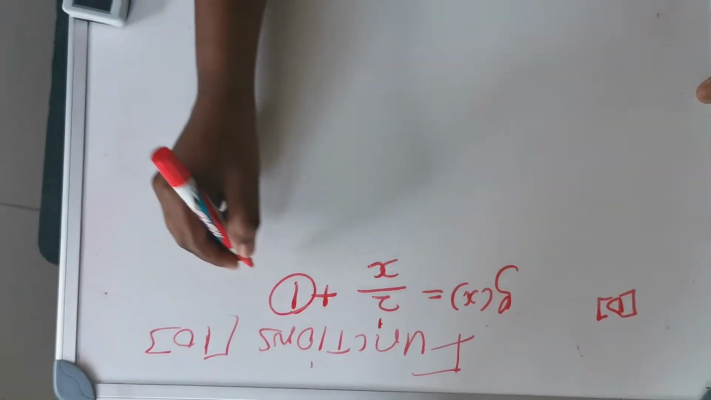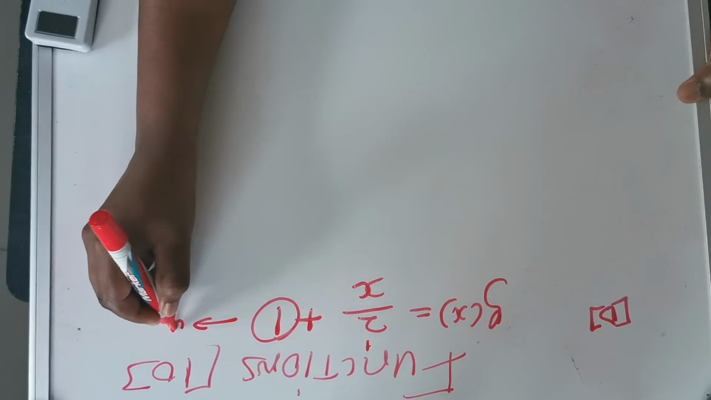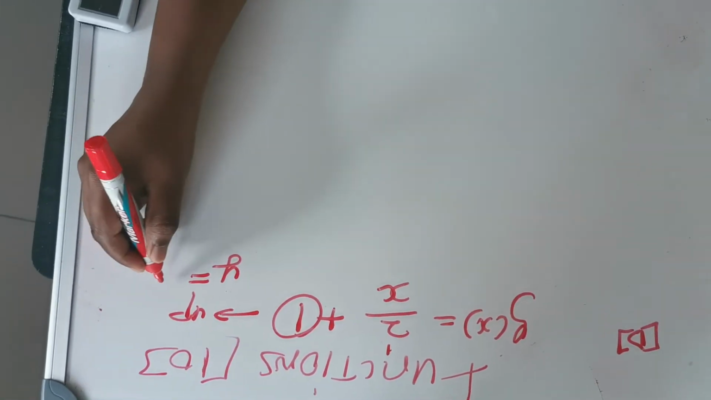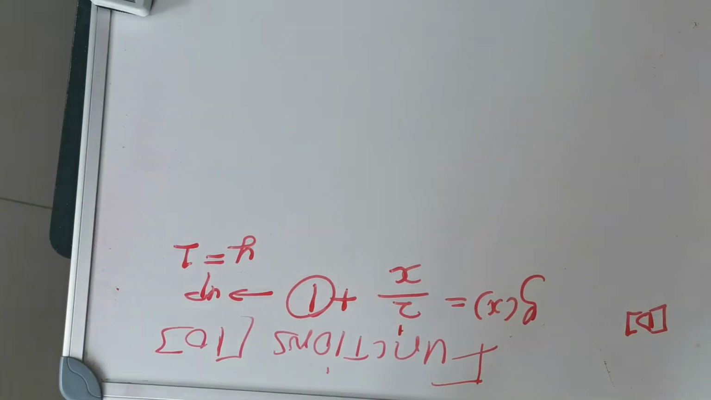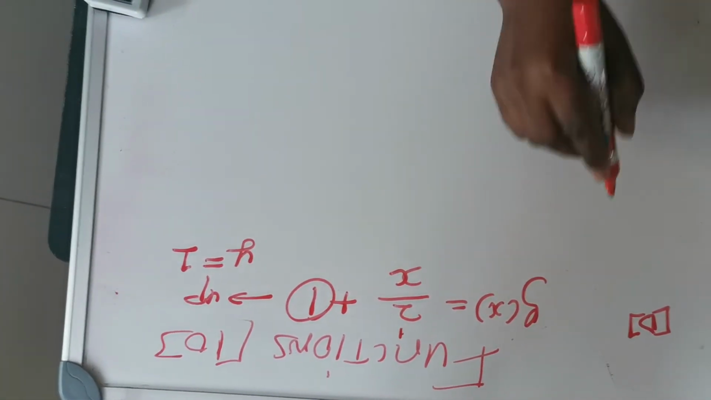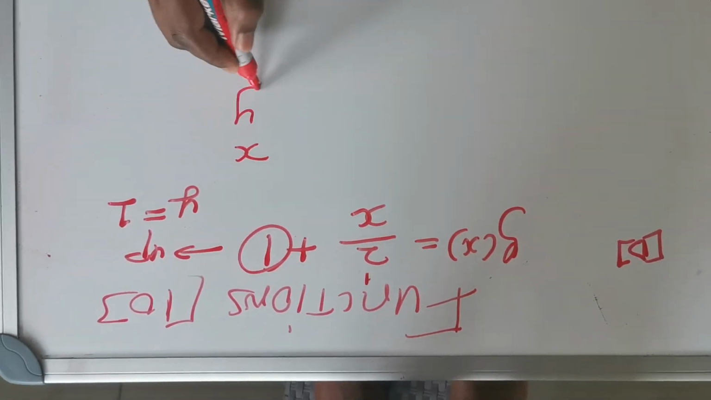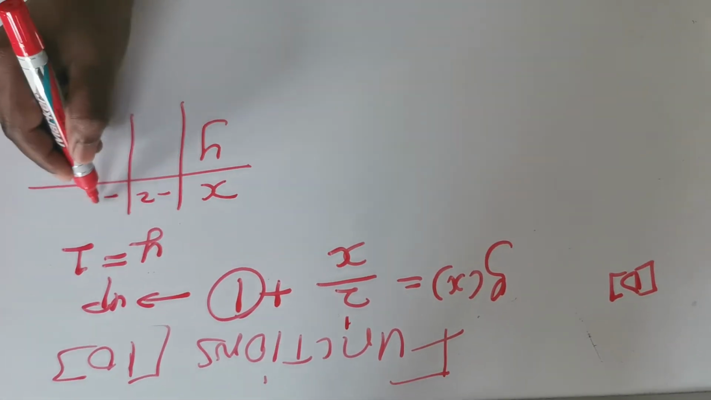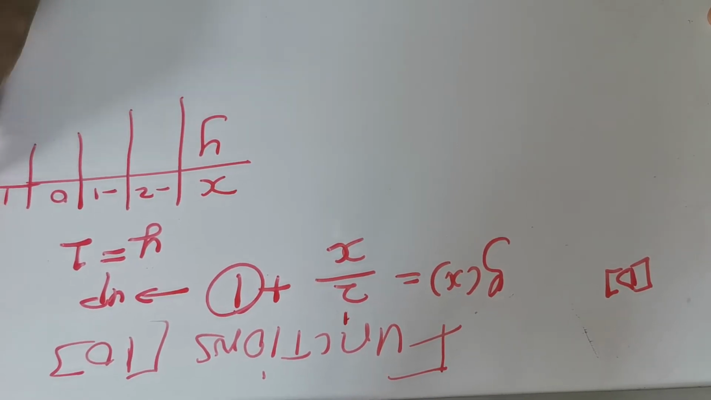So this one means the graph is shifted 1 unit up. But this one, we know this would give us what we call asymptotes, which means our asymptote is 1. All right? Then let's look at our table. Let me write our table here. Okay. Let's put negative 2, negative 1, 0, 1, and 2.